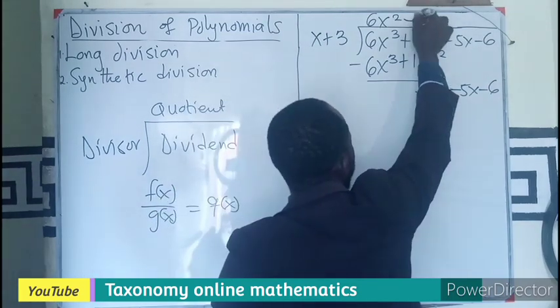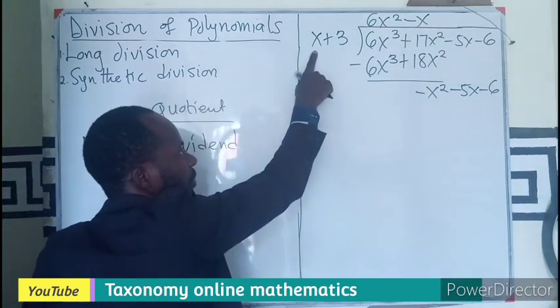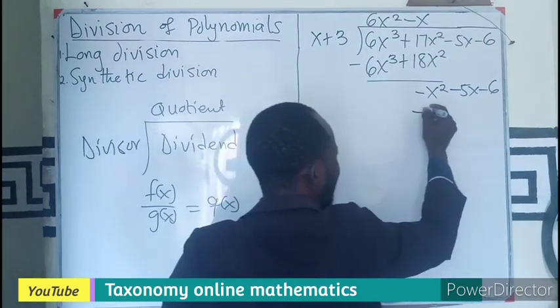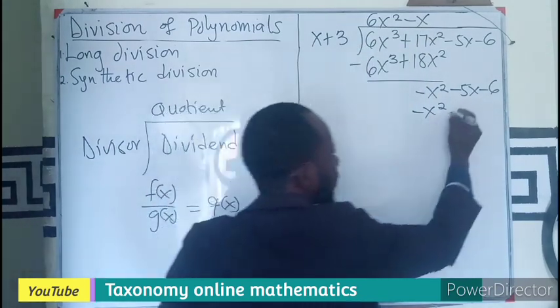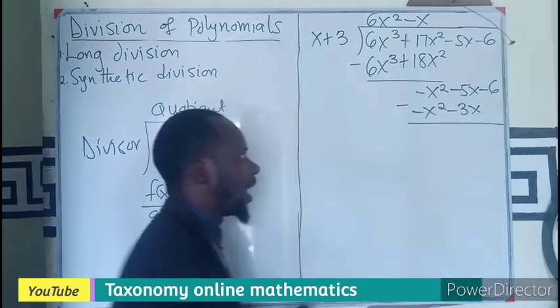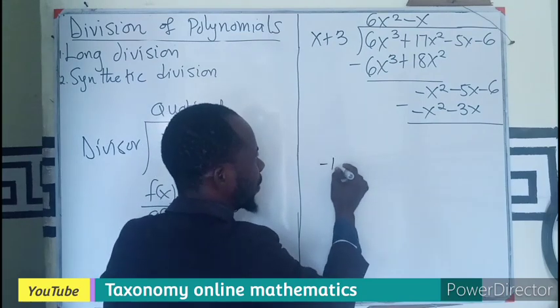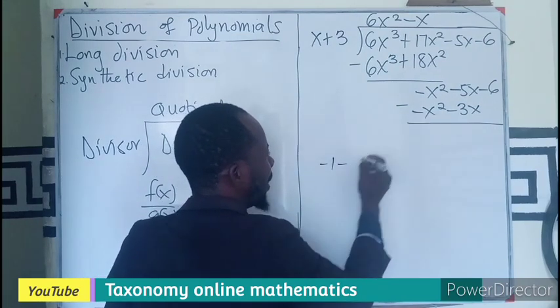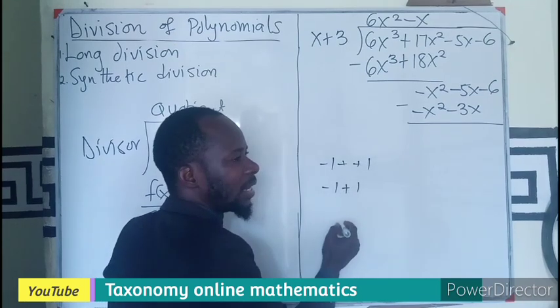So minus x. Now the answer comes back and multiplies to give me minus x squared, and minus x times 3 gives minus 3x. Then our division again. This is going to be minus 1 minus negative 1, which we know becomes minus 1 plus 1.